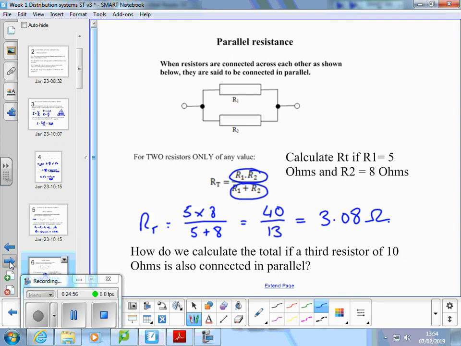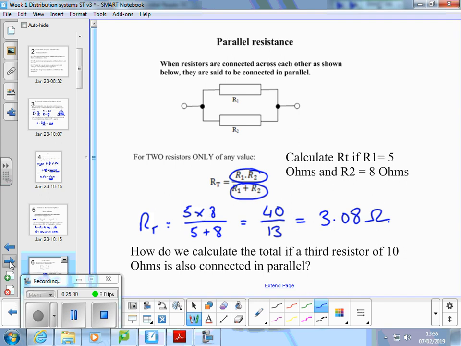One thing to note is that the total for any parallel combination will always be smaller than the smallest resistor in that combination. So the smallest here is 5 ohms, and the total is less than that. Always will be. It's a useful check. If you push the button on your calculator and that total comes out higher than the lowest one, you've gone wrong somewhere.